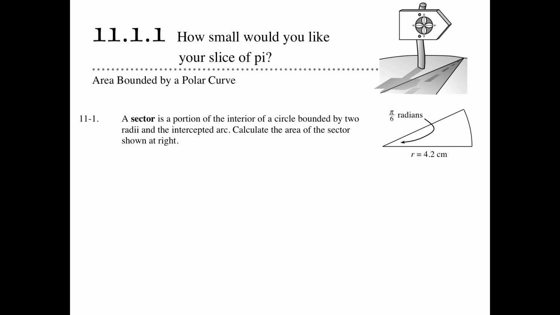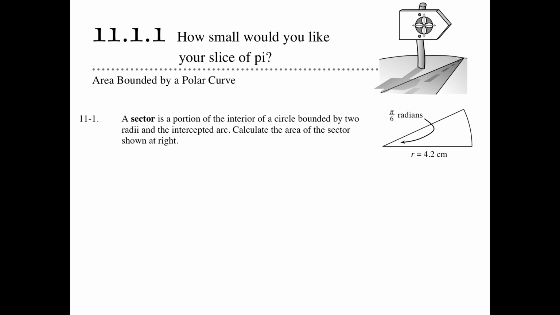So we're going to start this lesson by reviewing in problem 11-1 how to find the area of a sector of a circle. So teams will work together in this problem to find a way to calculate the area of a sector with radius of 4.2 and a central angle of pi/6, and then they'll need to justify their result.